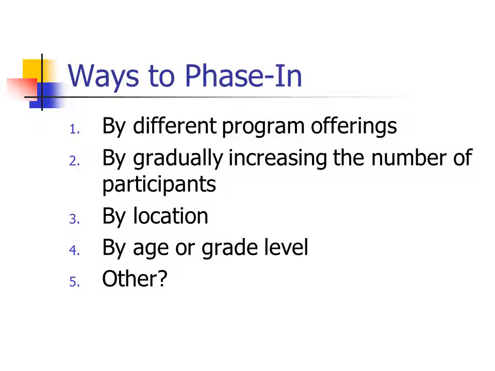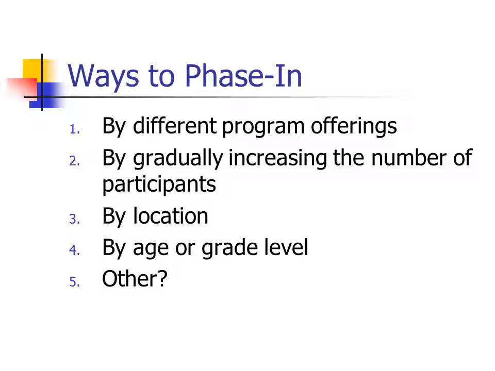So, ways to phase in by different program offerings. Maybe you start with nutrition or some aspect of the nutrition program, and then you add other components of the nutrition program, and then you go to physical activity. And by doing so, you're gradually adding complexity, but you're also adding participants as you go along, or different program components.